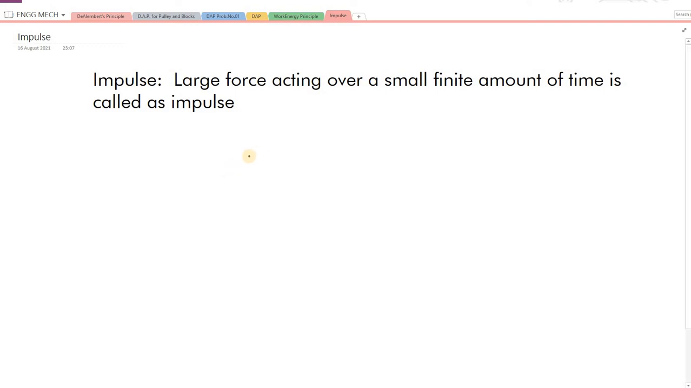So here we are going to see the second topic of unit number 6, which is work energy principle, and the topic is impulse. Let's first see what impulse exactly means.